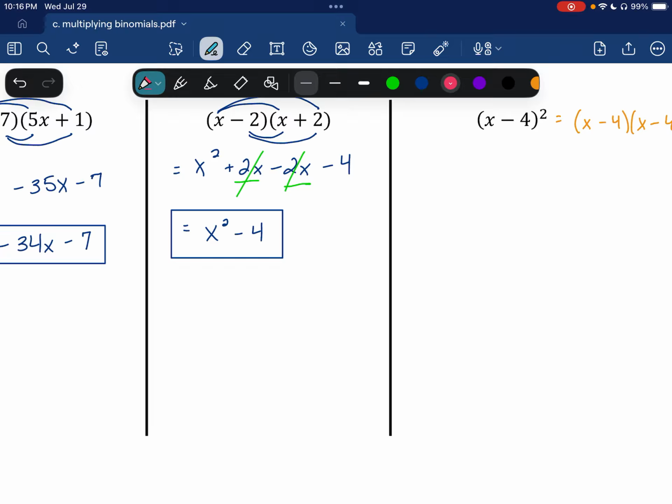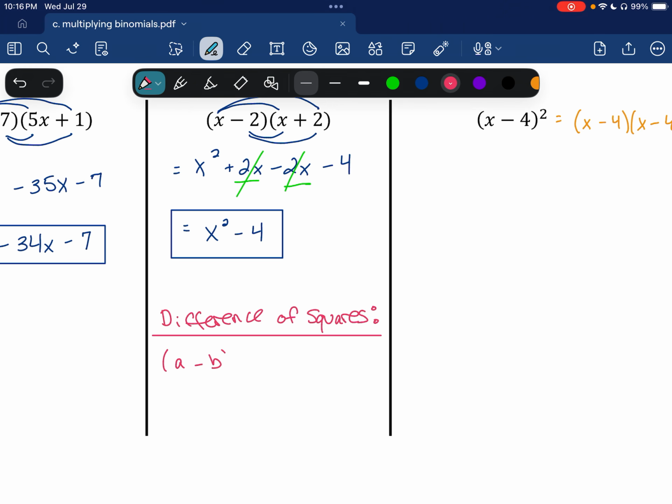I'm going to show you the pattern here for the squares. So I have some a minus b times a plus b. So notice that's what we had going on here, x minus 2 and x plus 2. So those look nearly identical, except the signs in the middle were opposite, right? One was positive and one was negative.